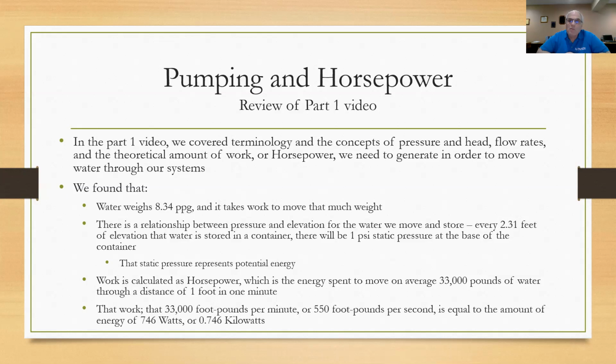That's the energy spent to move, on average, about 33,000 pounds of water through a distance of 1 foot in 1 minute. That work, that 33,000 foot-pounds per minute, or 550 foot-pounds per second if you divide by 60, is equal to the amount of 746 watts, that energy, or 0.746 kilowatts. So those are some of the things we learned in part 1 video.